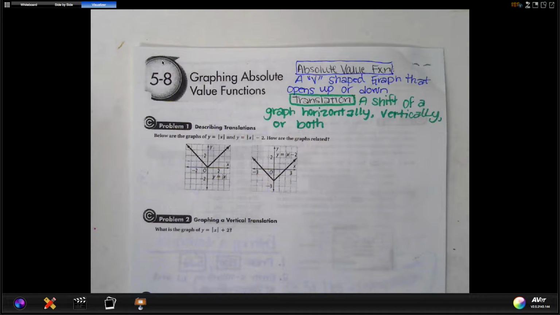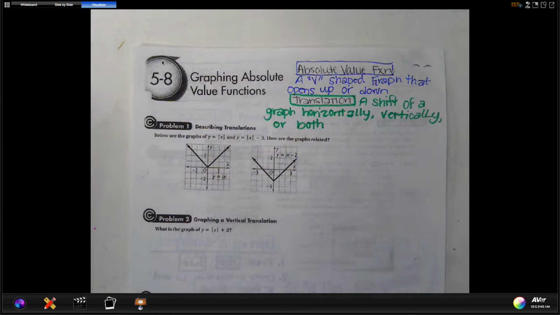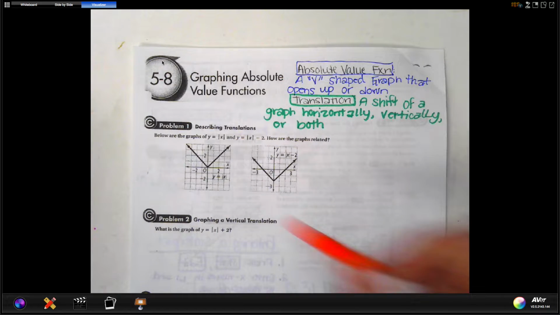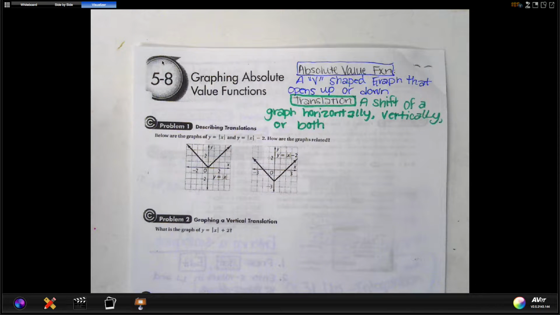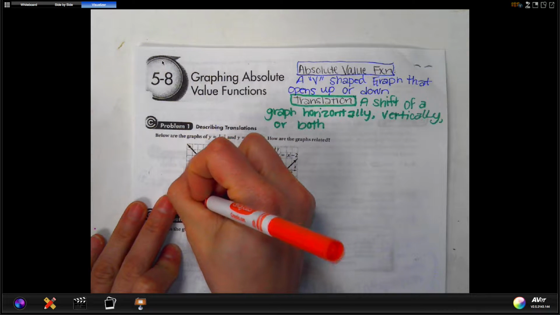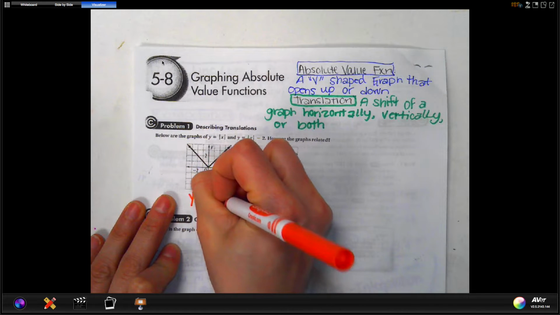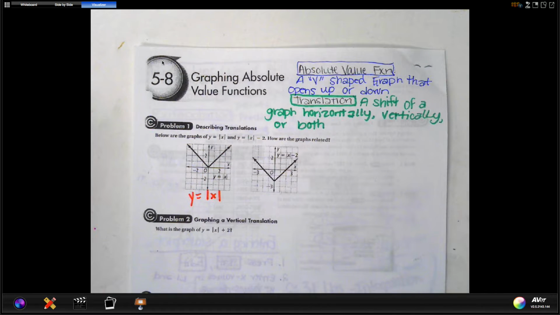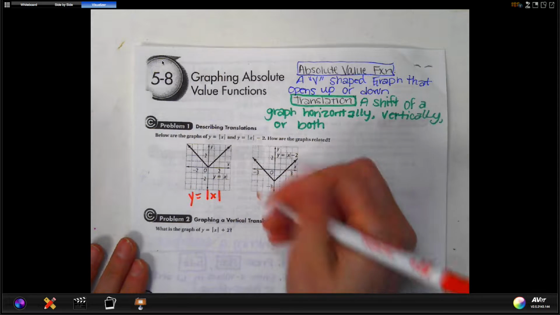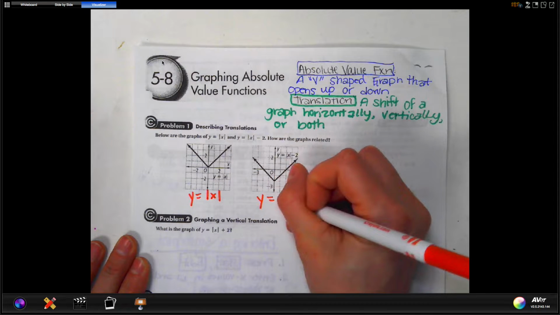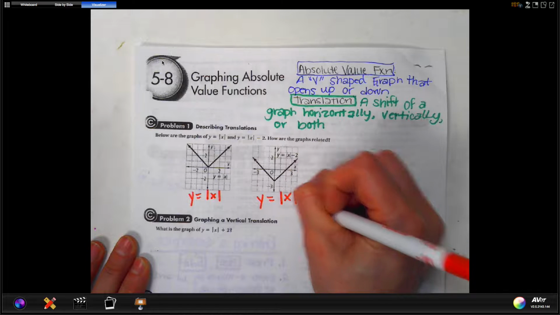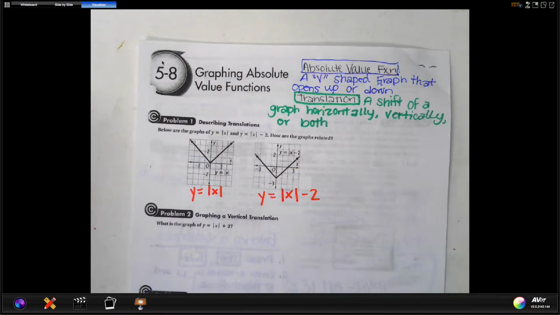Absolute value functions are going to look like these V-shaped graphs, okay? So to start off with, this is in order. This first one is the function y equals the absolute value of x. This next one is y equals the absolute value of x minus 2, okay? And you could put those in your graphing calculator, and that's what you would see.